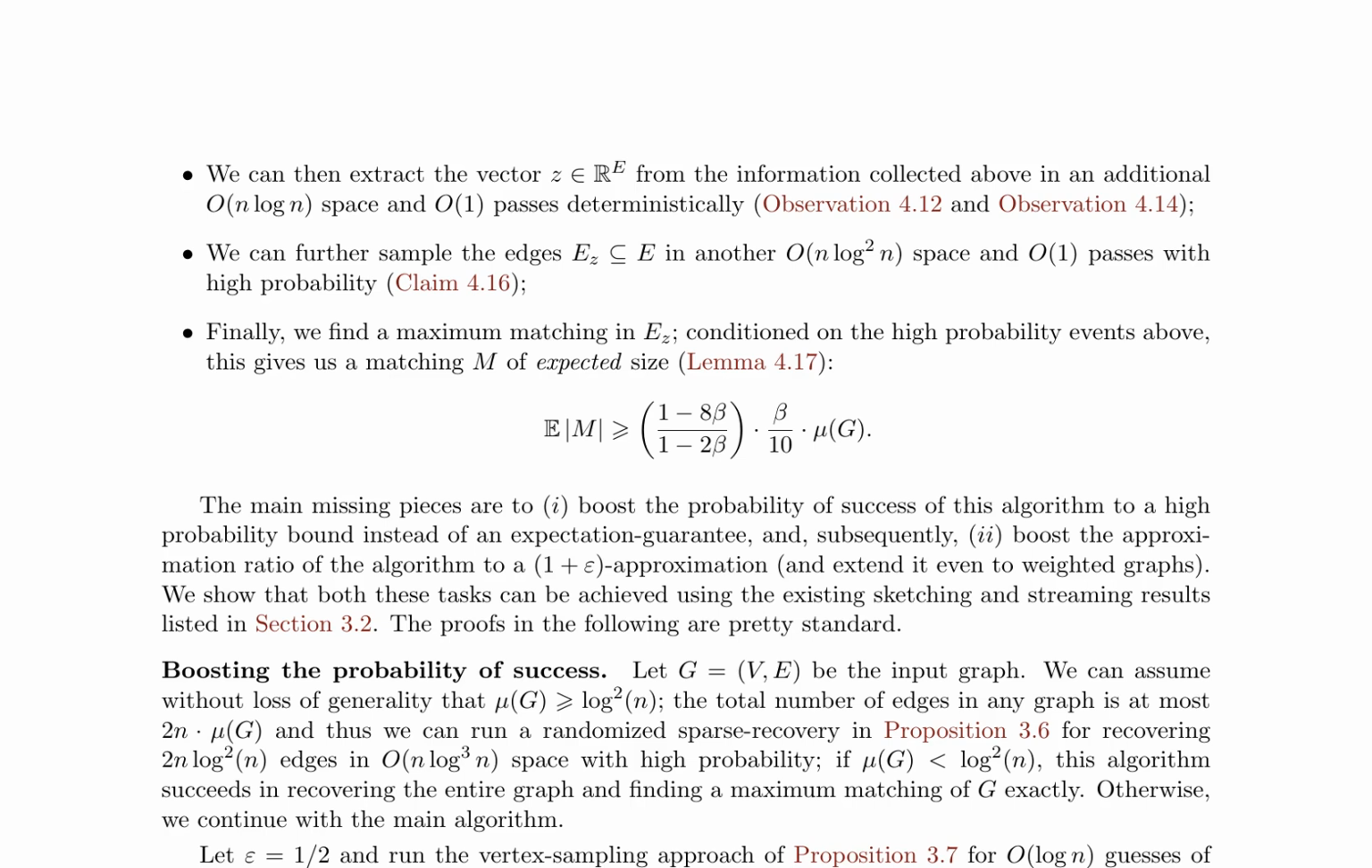For each guess, vertices are randomly partitioned into groups, and a new graph H is defined based on these groups. The algorithm then runs over H, and by selecting a specific value for beta, it achieves an expected matching size of at least 1/40th micro g. This approach enables the improvement of the probability of success and the extension of the approximation ratio. The algorithm's performance can be further enhanced by leveraging techniques from machine learning and computer science.